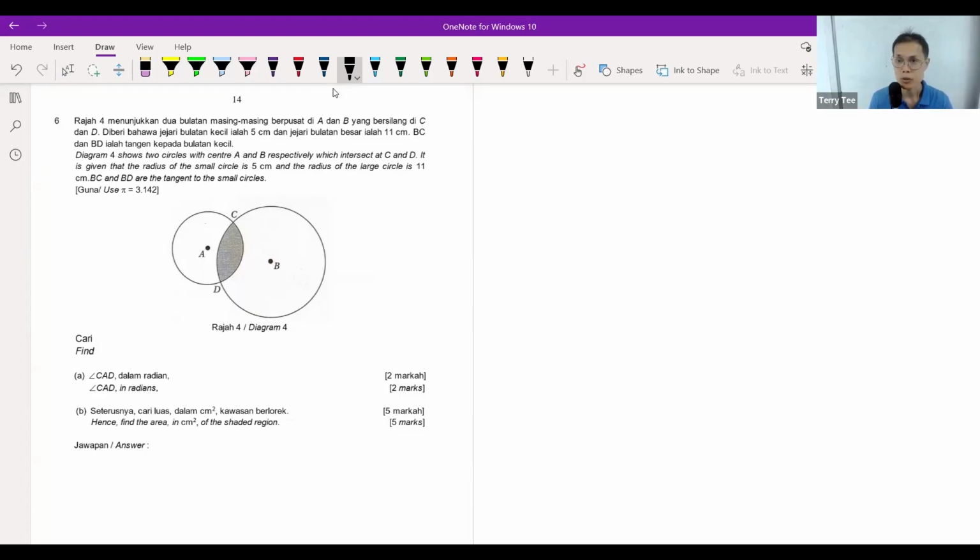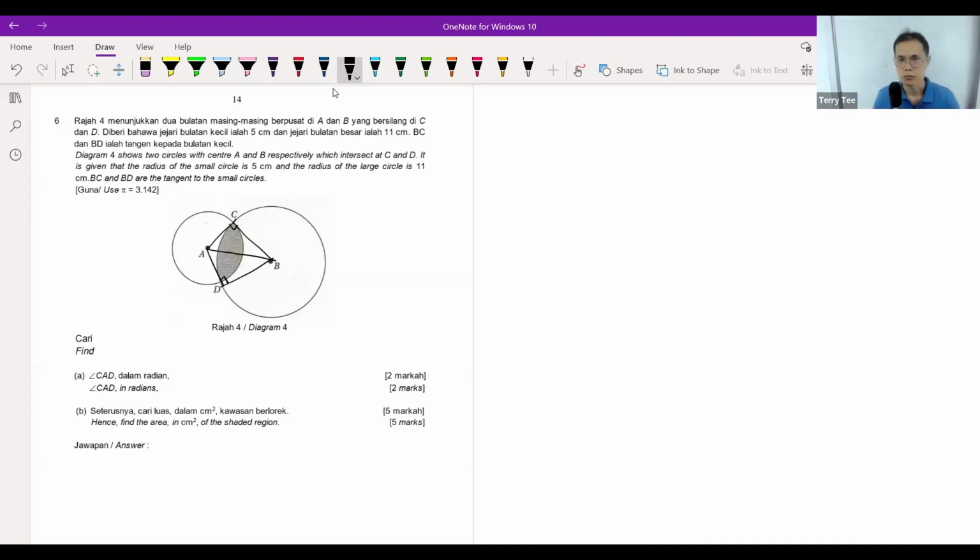You're given the radius of the smaller circle is 5, the larger circle is 11, and lines BC and BD are tangent to the circle. When the lines are tangent, it means it touches the circle at one point. So let me draw like this. This is a tangent. That means it touches at one point, and it is 90 degrees to the center, right? So this is a tangent. This is also a tangent, so it's 90 degrees here.